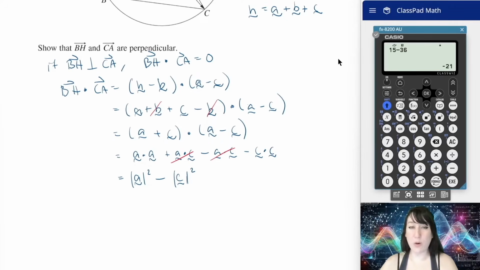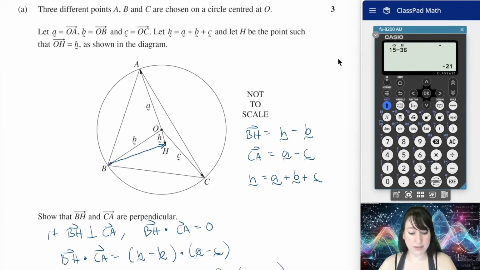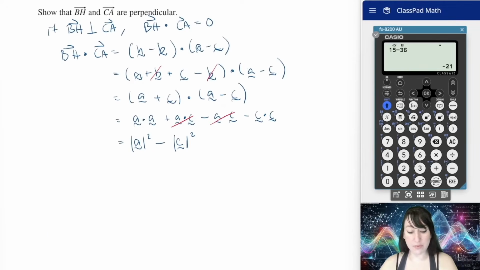Now let's not forget that we are in a circle here. The three vectors, A, B, and C, are radii of the same circle. Their lengths are equal. So the length of A squared minus length of C squared would equal 0. Thus we can conclude that the vectors are perpendicular since their dot product equals 0.